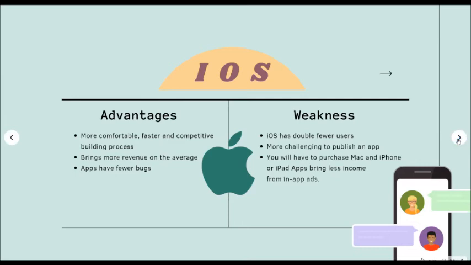So the weaknesses are iOS has double fewer users. This means that if you own an iOS device, you can only have one account. Unlike Android, you can make multiple accounts as long as you have emails to support the account.